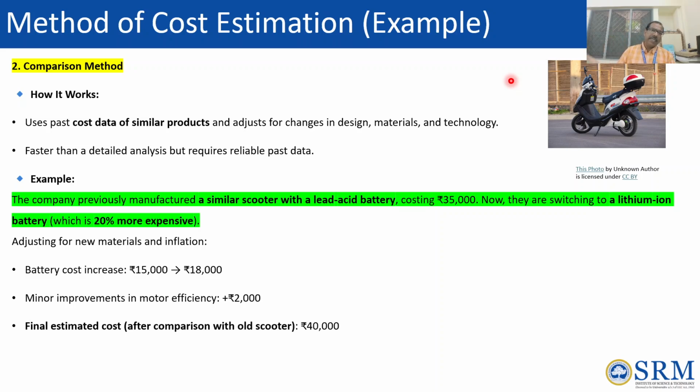It is faster than detailed analysis. Yeah, faster than the detailed analysis, because for detailed analysis you need lots of information, and you can make it faster in the comparison method with respect to the detailed analysis method.